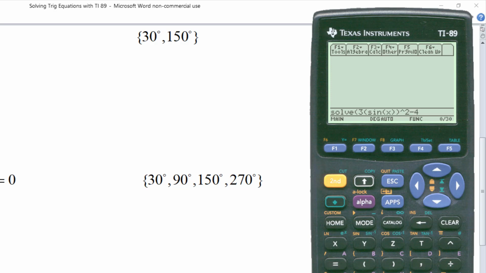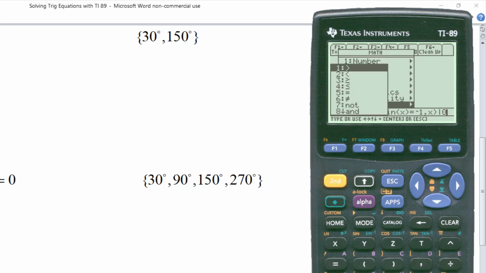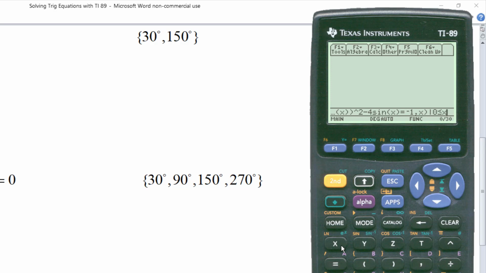minus 4 sine of x equals -1. And then indicate the variable, so go comma x, close parentheses, again same steps, bar, once 0 less than x, so it'll be second, back to the math menu, 8, less than or equal to, that'd be number 4, x. Okay, so 0 less than or equal to x, or x greater than or equal to 0.